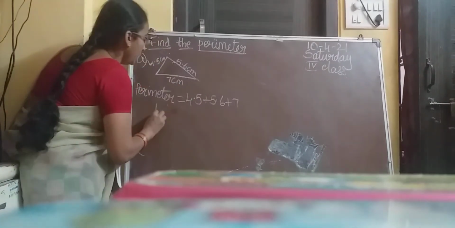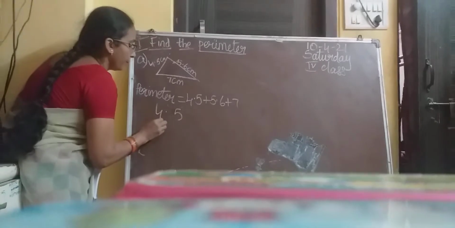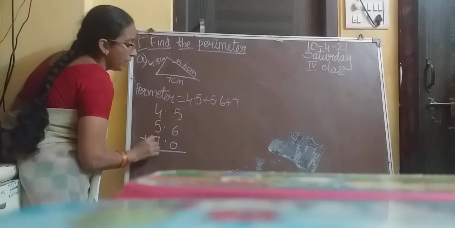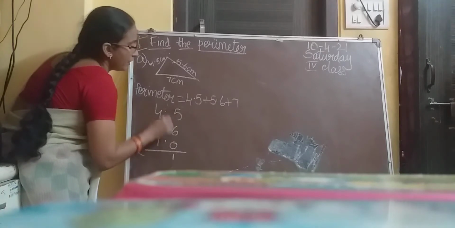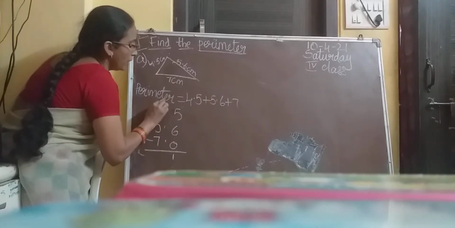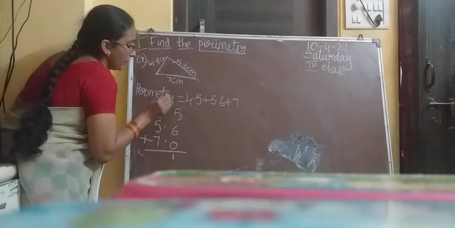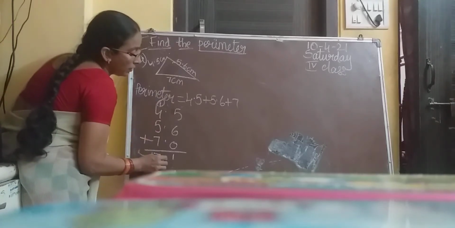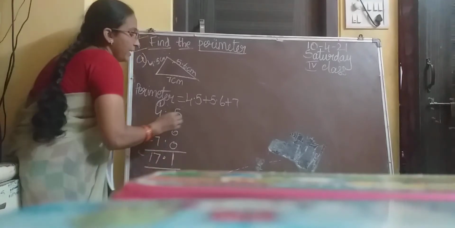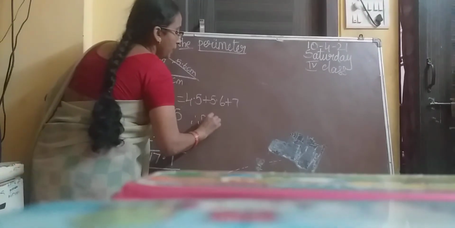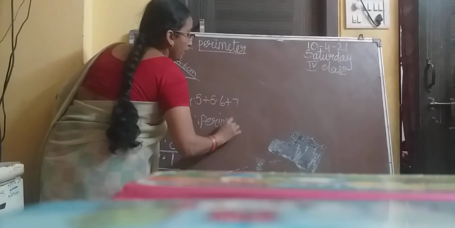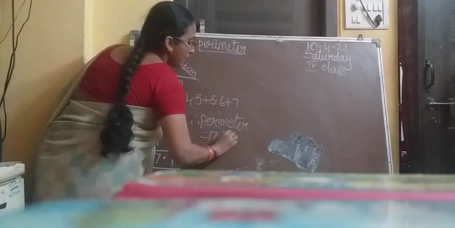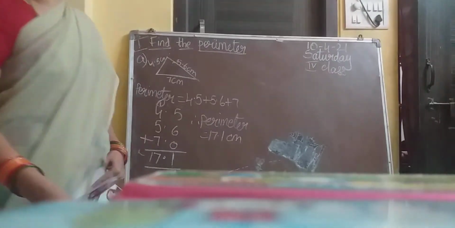Write it like this here and add. There is no decimal in 7, so 0. Now you add. 6 plus 5, 11. 4 plus 5, 9, 10, 17. 17.1. Therefore, perimeter is equal to 17.1 centimeters. Did you all follow? Come on, write this.